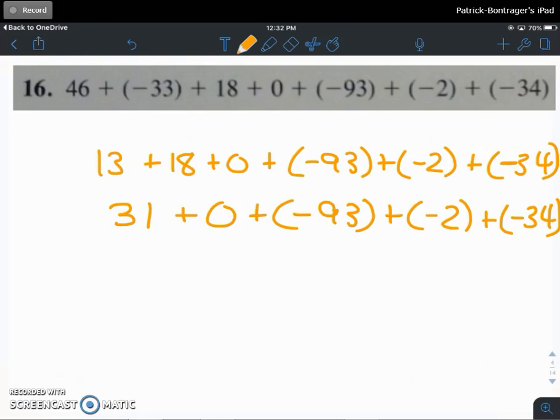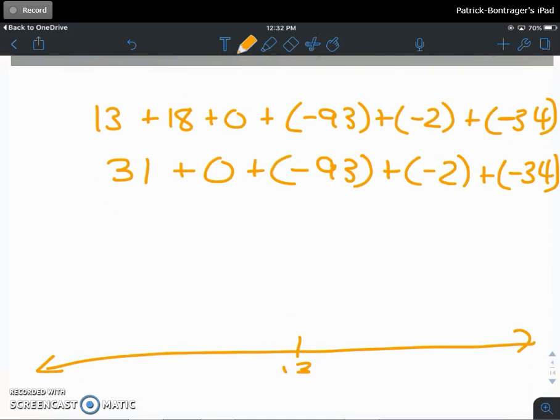Again, if you want to see that on a number line, I start out at 13. I'm going to add 18 to it, so I'll move to the right, which will make me end up at 31. All right. Next, we've got 31 plus 0. 31 plus 0 is just 31.